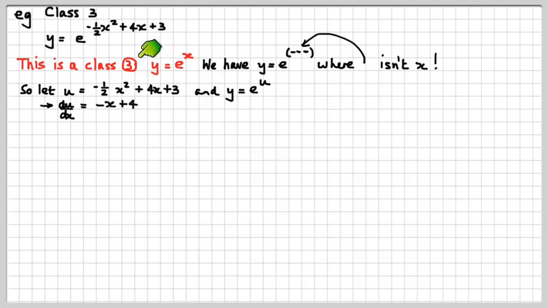Do you see how I did that? That's 2 times minus a half, which is minus 1, of x plus 4, and that number just doesn't produce anything. Got it? Okay, so dy/du will simply be e to the u, because the derivative of e to the x is e to the x, right? So the derivative of y with respect to u for e to the u would be e to the u.